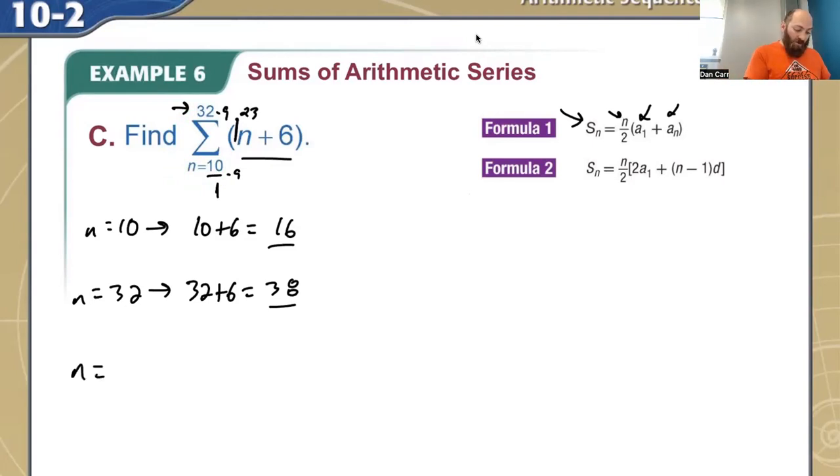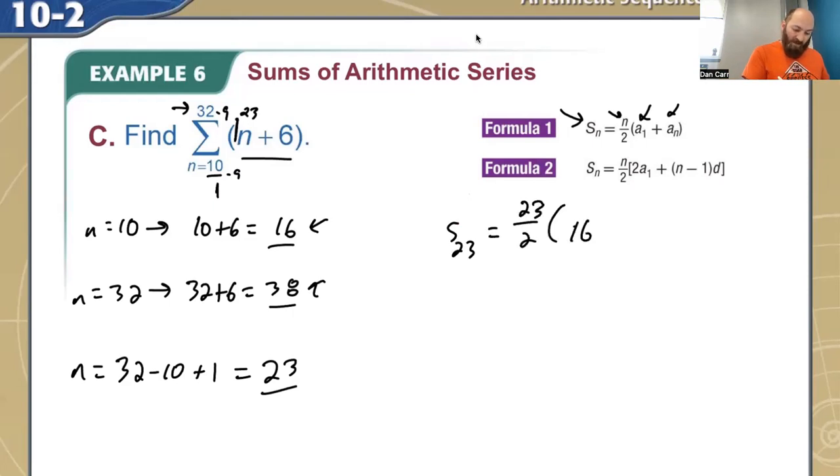So I want the number of terms. I'm actually going to take 32 minus 10 plus 1. And that's another way I can get to 23. So now we have our number of terms. We have our first term and our last term. So I can go ahead and find that. So the sum of the 23 terms here is 23 divided by 2 multiplied by 16 plus 38. So the sum of the 23 terms is 23 over 2 times 54.